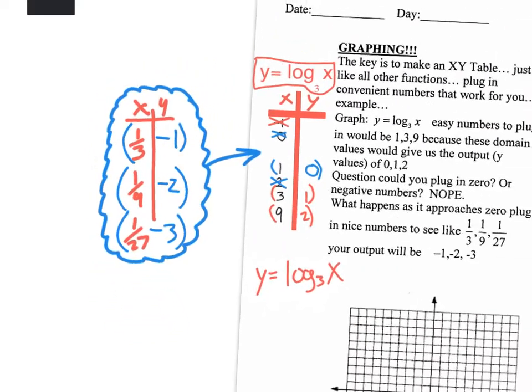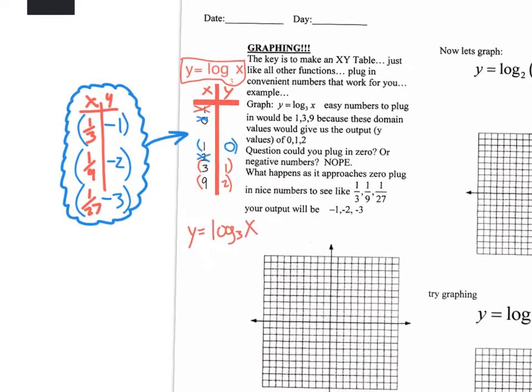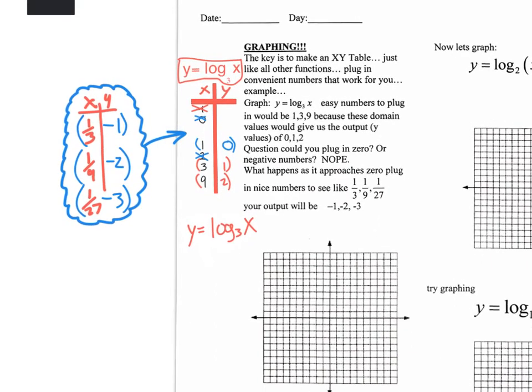Now, I'll be honest with you. Thinking of logarithmic functions and making an XY table for them, for me, it's kind of confusing. How about you guys? Did you get it? You guys got it down? You could do that? Because if I graph these coordinates, I'll be able to see my graph.